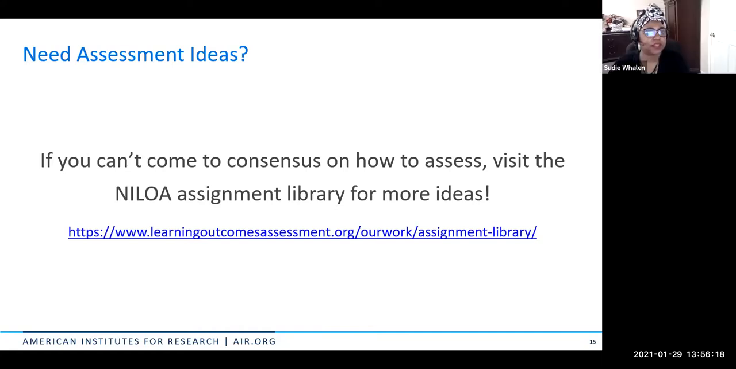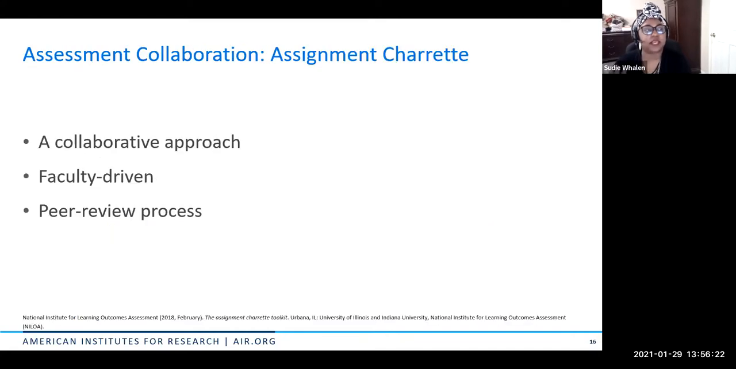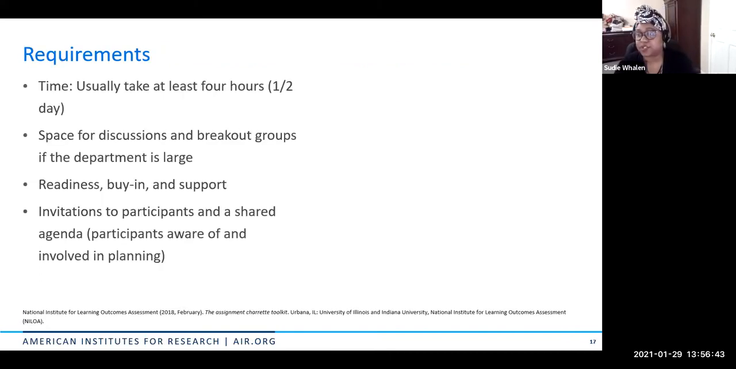Okay, so let's continue with our charrettes here. When we talk about assessment collaboration, the assessment charrette is a really great collaborative approach that's faculty driven and peer reviewed, right? It's basically an opportunity for you and your team to come together and literally present what the planned assessment is, and then your team evaluates it. So it takes time to do this. It's not something you can do in a 1-hour meeting.